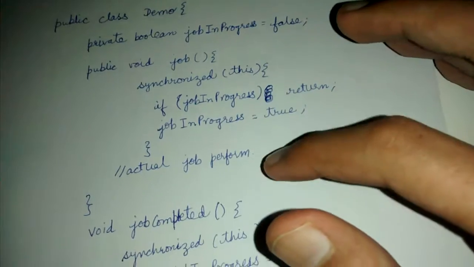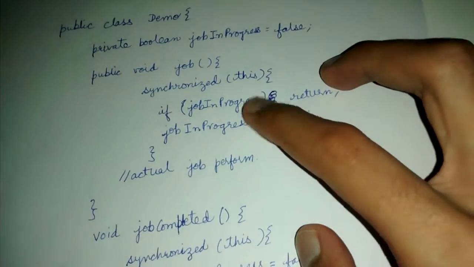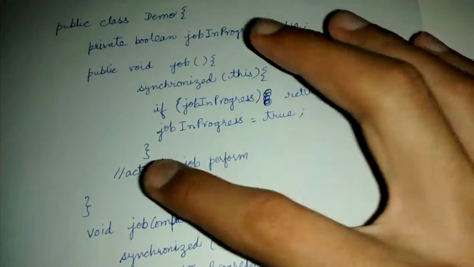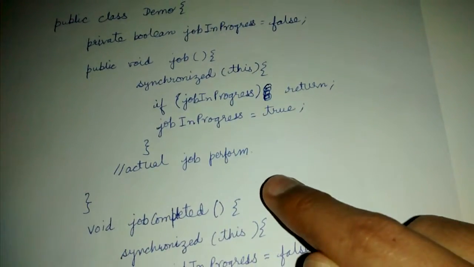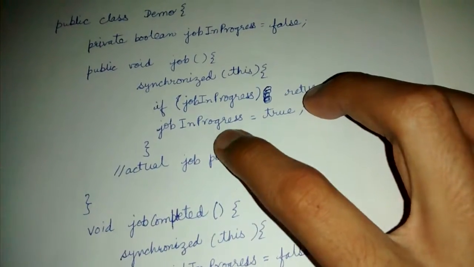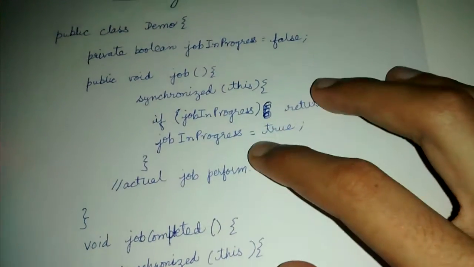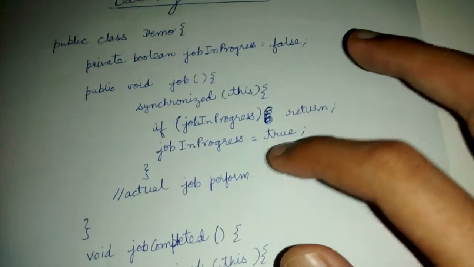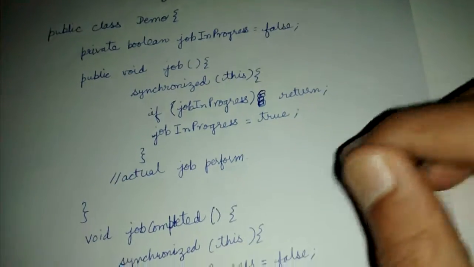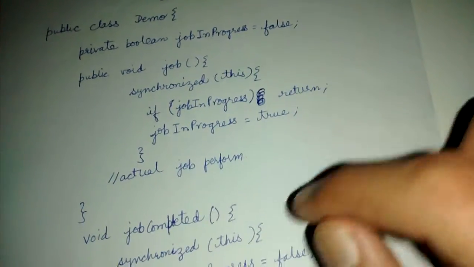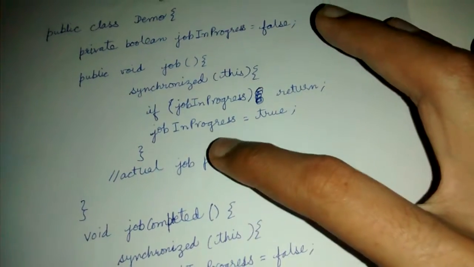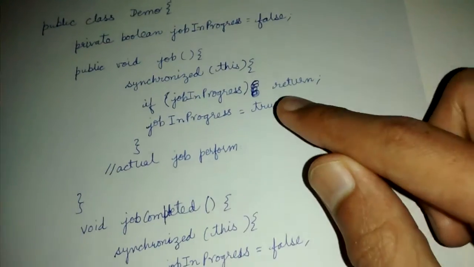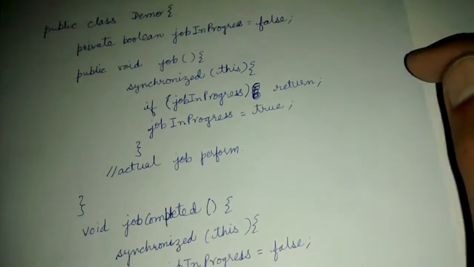As you can see in this example also, when the job is in progress, another job cannot be performed. That is, the job method cannot be called again. So this jobInProgress boolean is basically employed to represent the state of this object here. So when one of the threads is executing this job method, another thread cannot. They will just return from this line only.